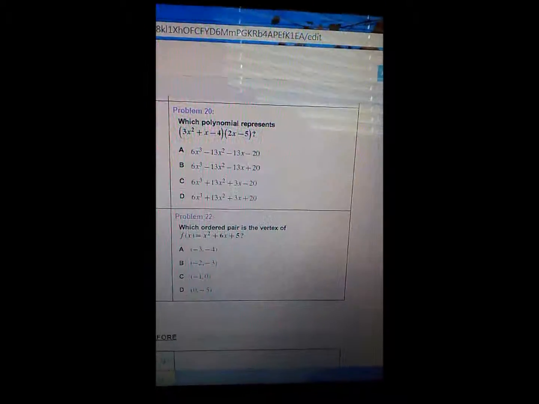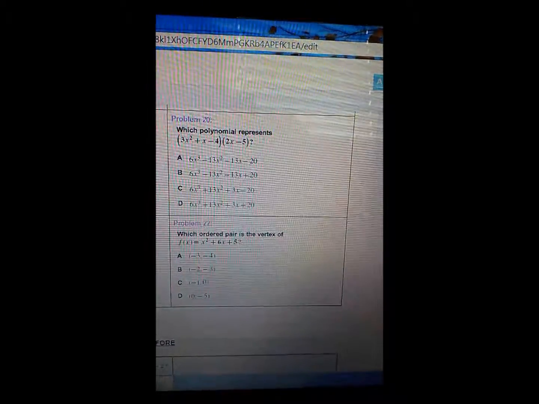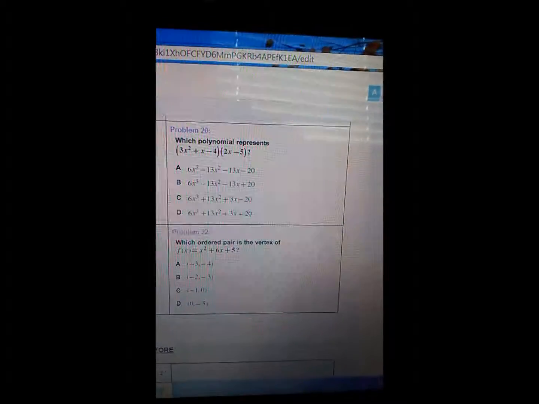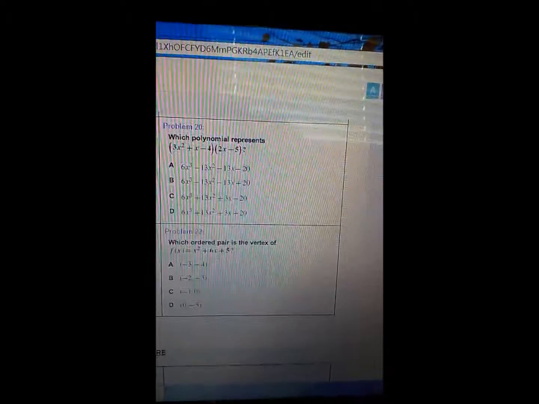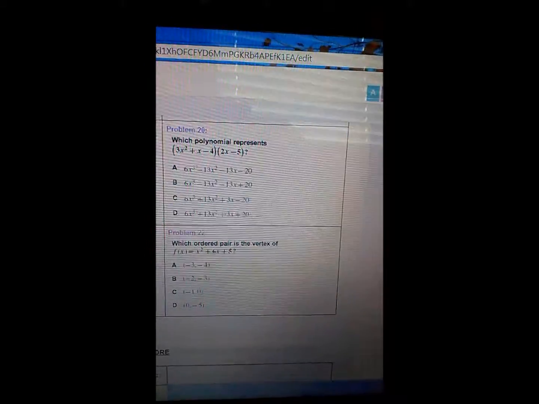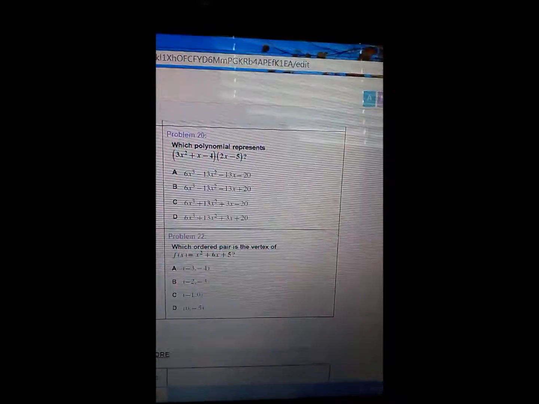So for problem 20, it says which polynomial represents (3x squared plus x minus 4)(2x minus 5). Your choices are A, 6x cubed minus 13x squared minus 13x minus 20, B, 6x cubed minus 13x squared minus 13x plus 20, C, 6x squared plus 6x cubed plus 13x squared plus 3x minus 20, or D, 6x cubed plus 13x squared plus 3x plus 20.